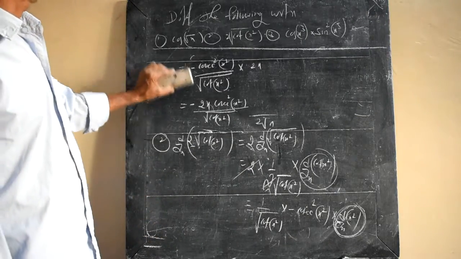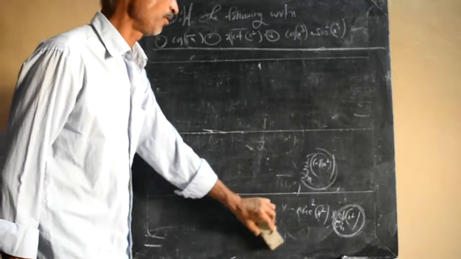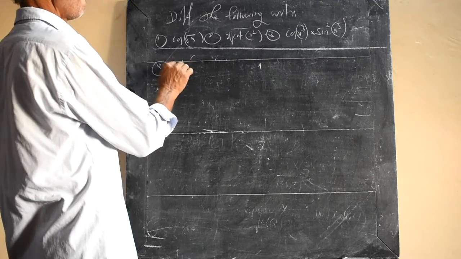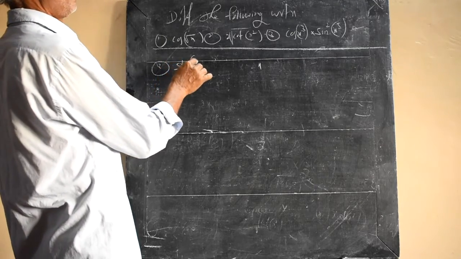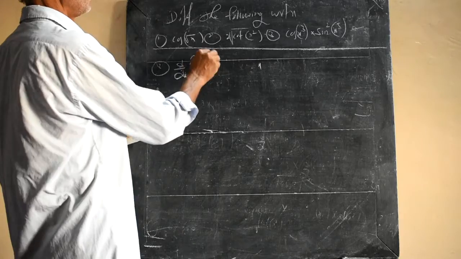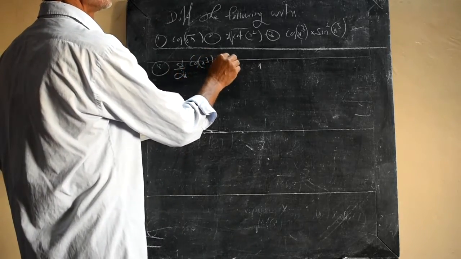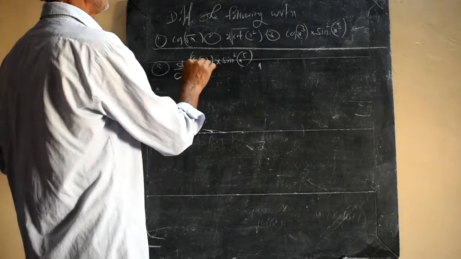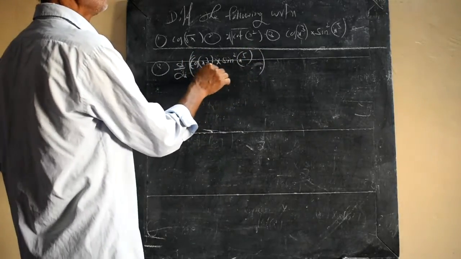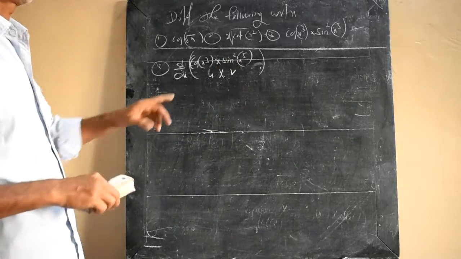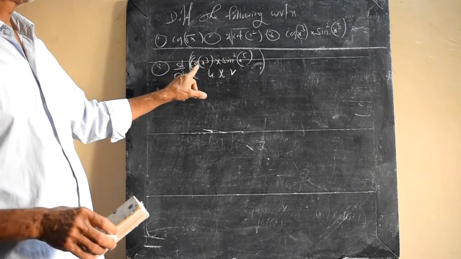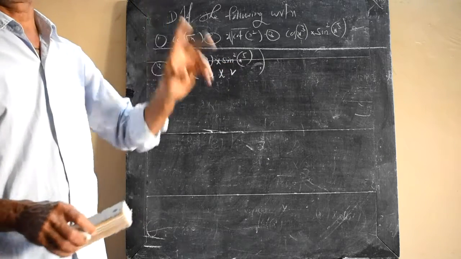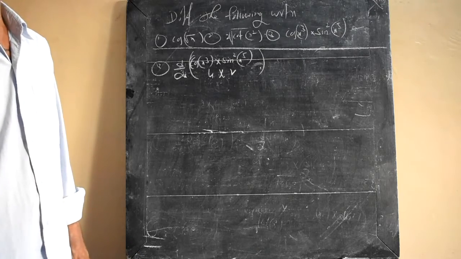Now coming to the last one, third one, d by dx of cos x cube into sin square x raised to 5. Okay. Can you tell me? It is in the form of u into v. Two functions are in the product form. Cos x cube is one function and sin square x raised to 5 is another function. Both are in the product form.